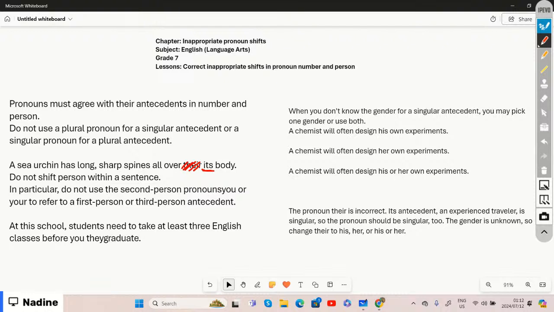And you're probably wondering what an antecedent is. An antecedent is basically a word that we place near a pronoun to make it clear who or what the pronoun is referring to. It will show us who or what it is referring to.